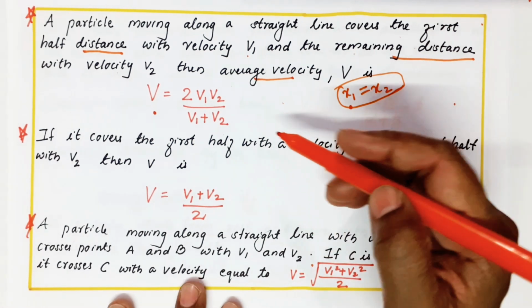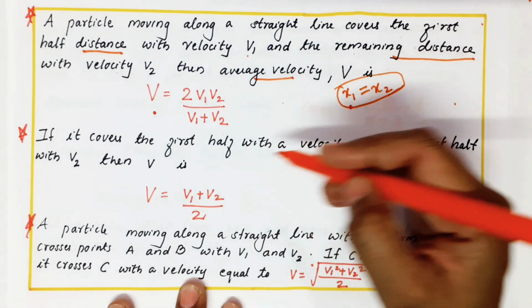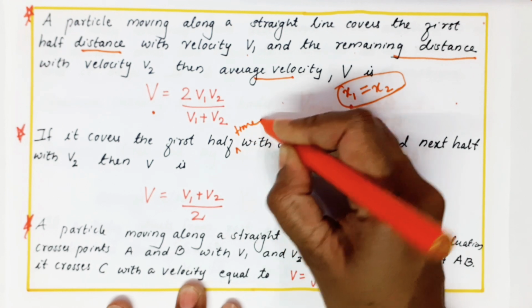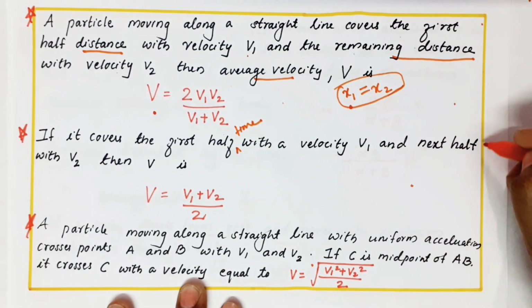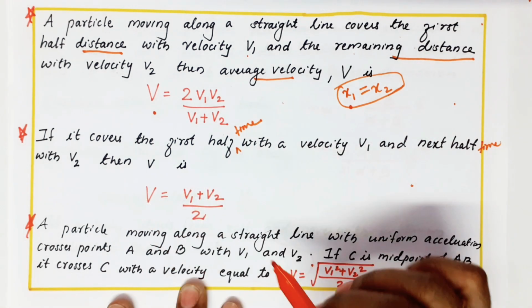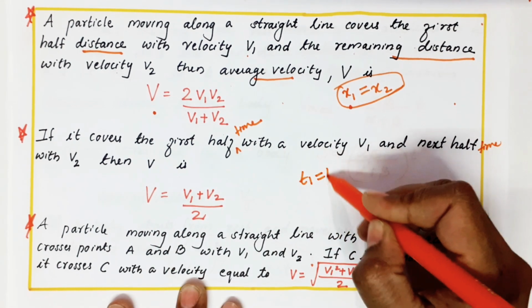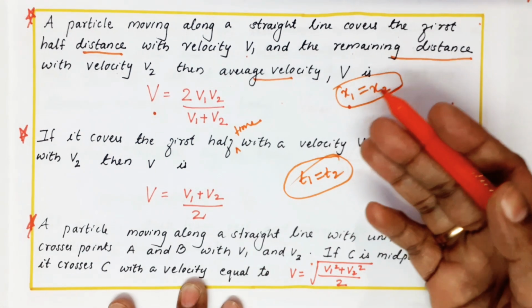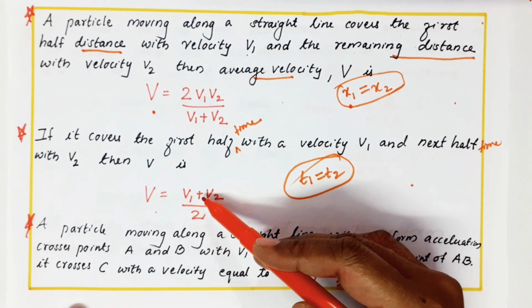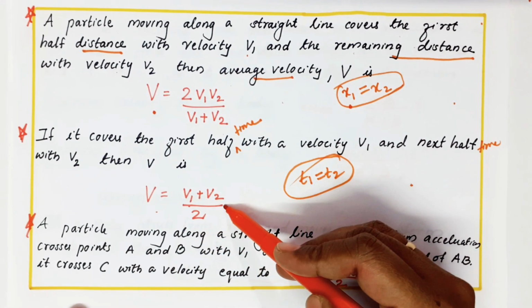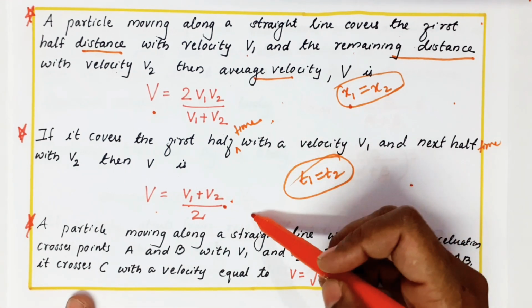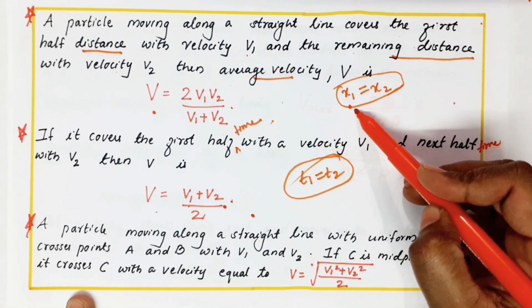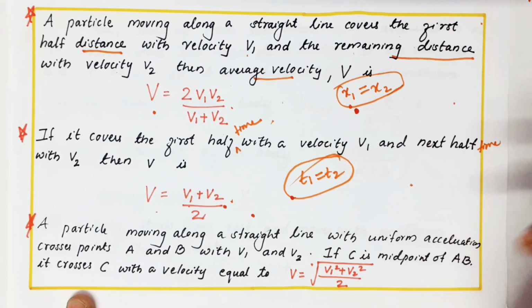But if you take the first half time with the velocity v1 and the next half time with the velocity v2, then in this case I am taking t1 equal to t2. Okay, time is the same, distances are not the same. In that case, you can use the shortcut equation (v1 plus v2) by 2. So people will get confused. Both are equations for average velocity, but this equation we can use only in the case in which distances are the same, and this equation we can use when time is the same.